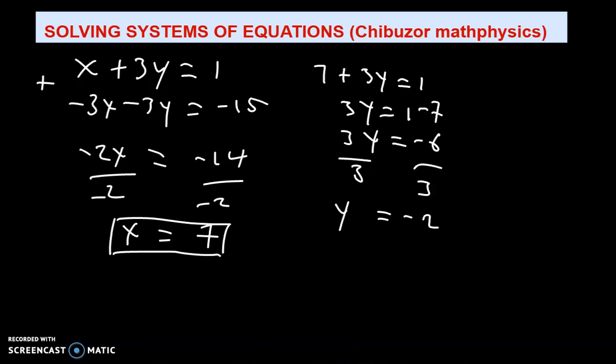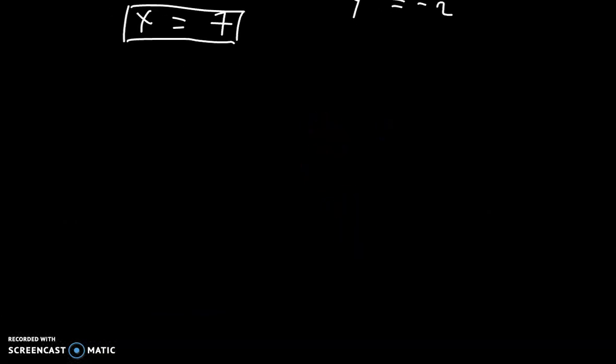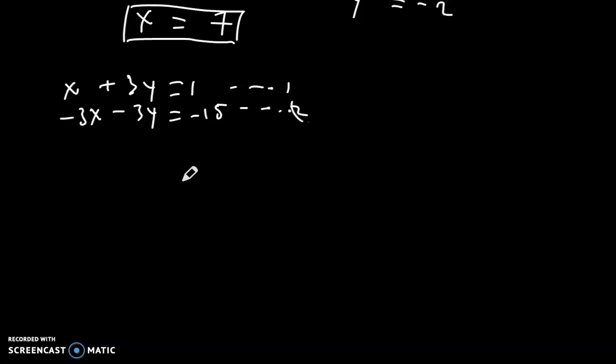Let's see how we can solve the same equation using substitution. To solve the equation using substitution, our question is x plus 3y equals 1, and then we have negative 3x minus 3y equals negative 15. By substitution, we call this our equation 1, and this is our equation 2.